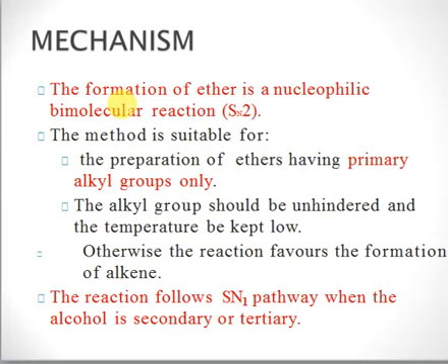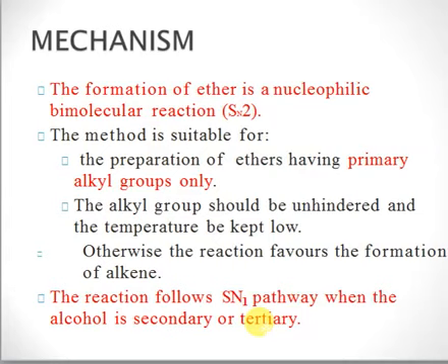There should be no steric hindrance. They should not be bulky. The alkyl groups should not be larger or very much branched, and the temperature should be low. If any of these conditions are not fulfilled, you will not get ether. Instead, you will get the alkene. Normally the formation of alkene favors the SN1 pathway, and this alkene formation is much more favored when the alcohol is secondary or tertiary.